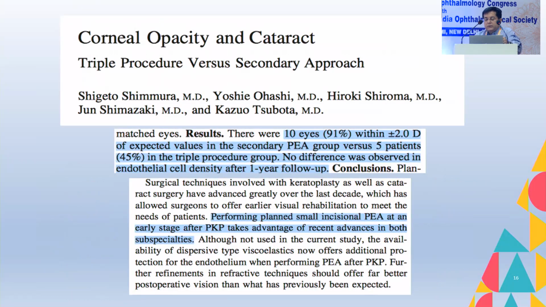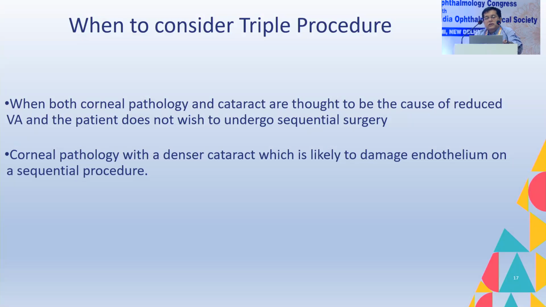In this particular study they did keratoplasty followed later by cataract surgery. That also gives you very good IOL power calculations because you have a stable keratometry in these cases. So when should you consider a triple procedure? I would consider a triple procedure only when the cataract is very advanced. If I do a PK now and cataract surgery later on in a very hard, let's say grade 4 or grade 5 nuclear cataract, it will lead to significant corneal and endothelial damage. That is when I would probably do a triple procedure.